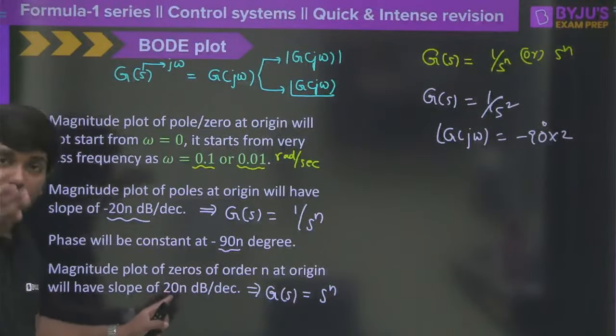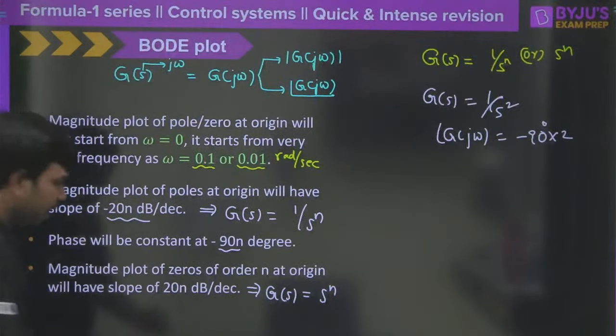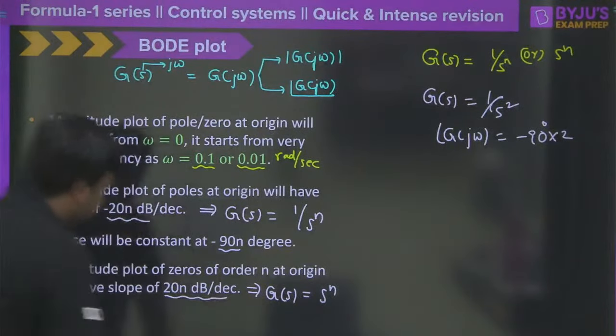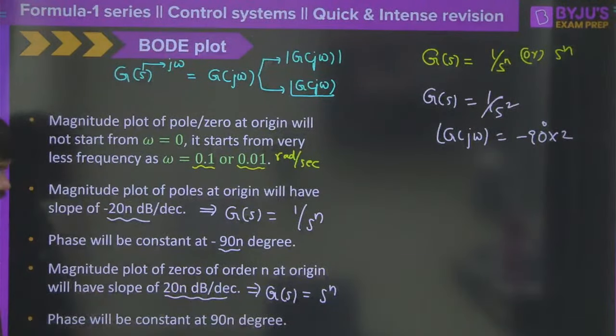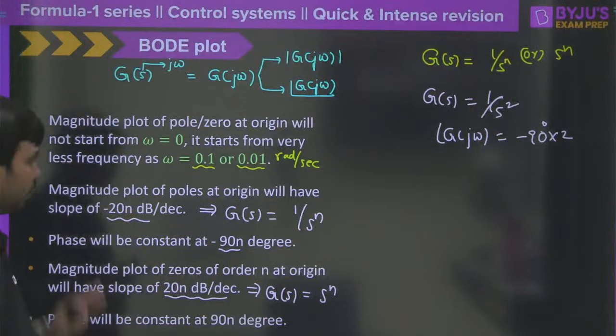So that means the slope will be increased by an amount of 20 n dB per decade. These things are very, very important, and the phase will be constant at 90 degrees. Hope you might be knowing these things very clearly.